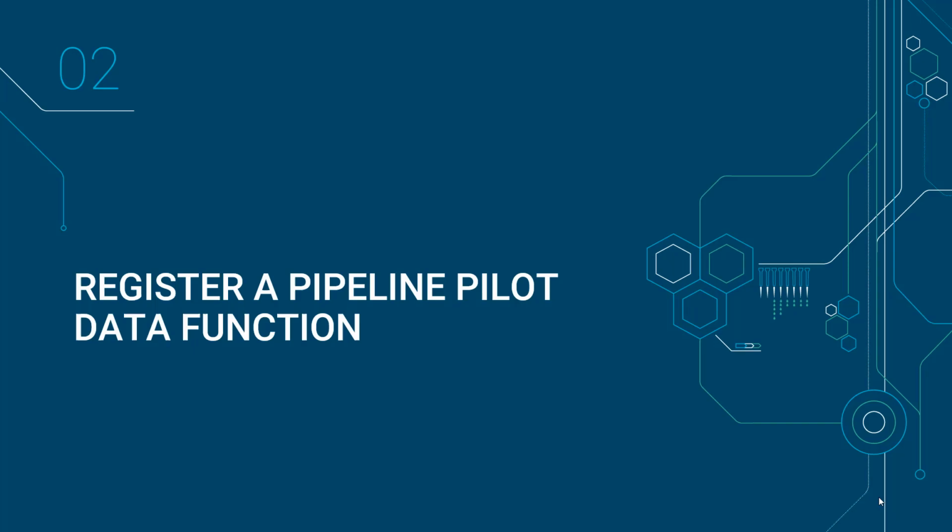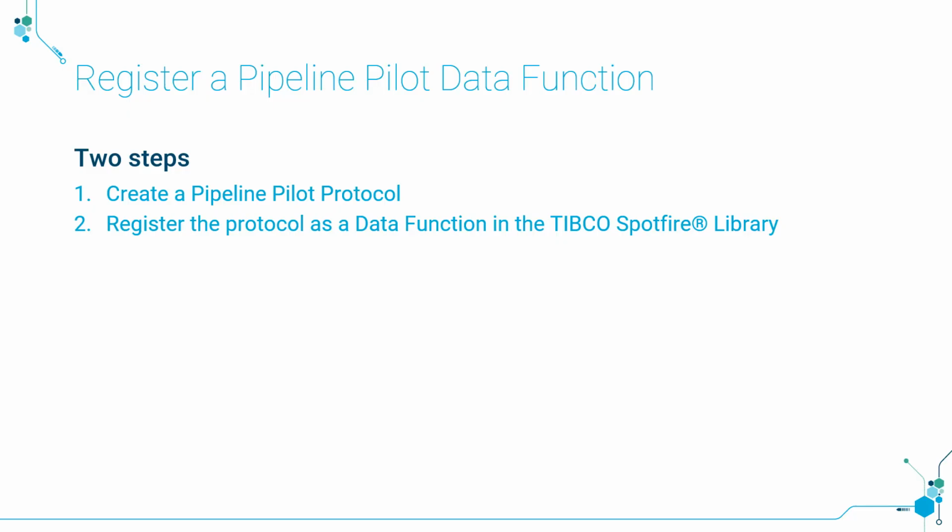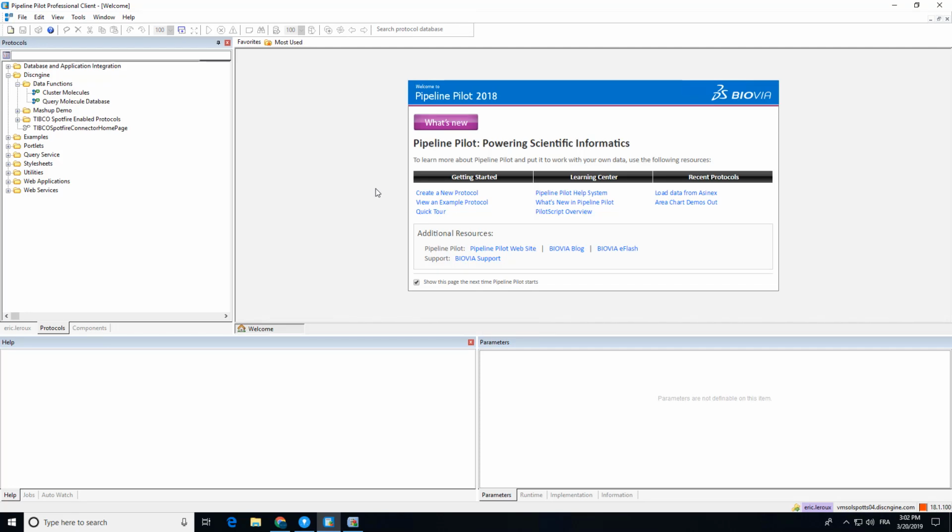So how to register a Pipeline Pilot data function? It's a two-step process. First, you will create a Pipeline Pilot protocol, of course, and then register this protocol as a data function in the library. So let's switch to the development environment and show you how it is.